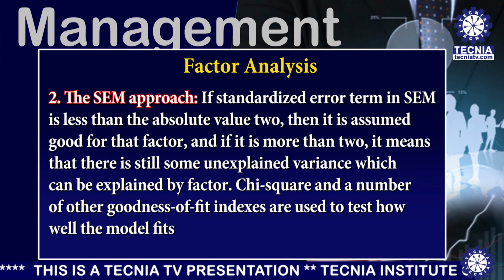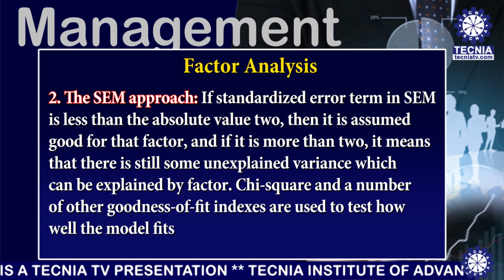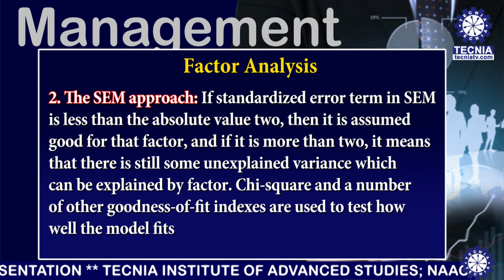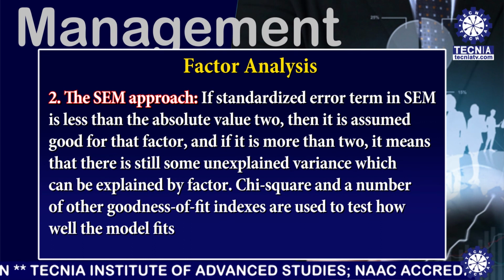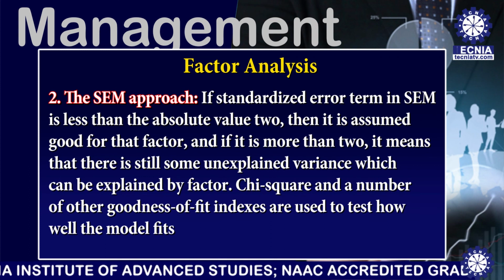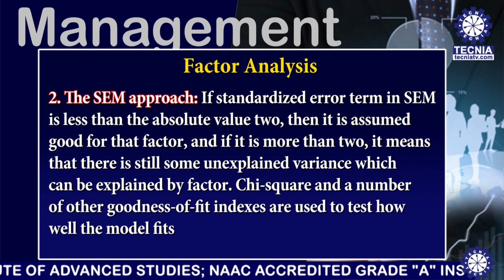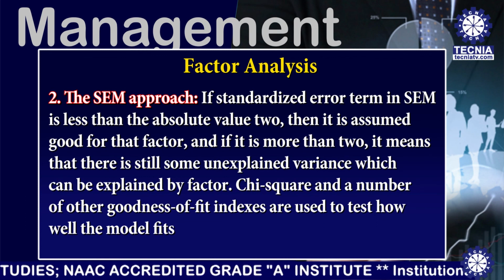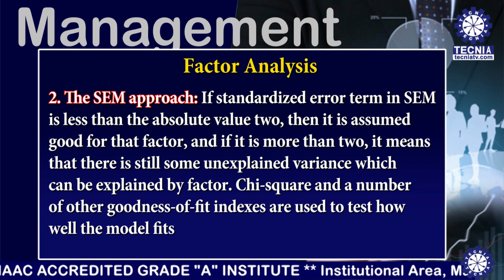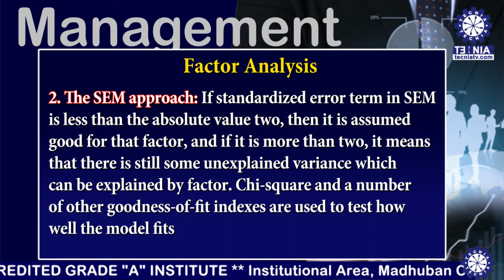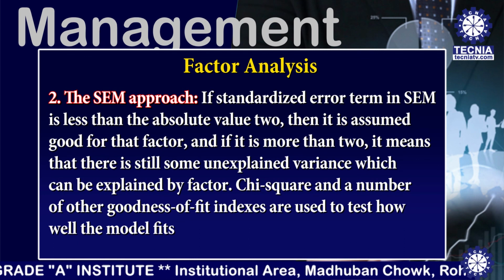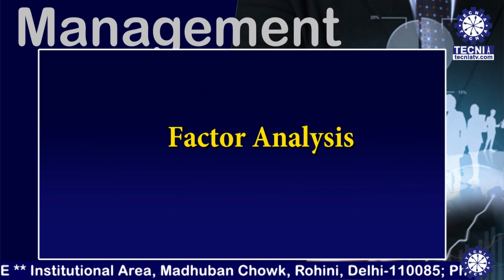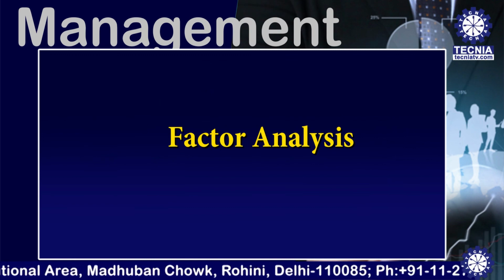If a standardized error term in SEM is less than the absolute value of 2, then it is assumed good for that factor. And if it is more than 2, it means that there is still some unexplained variance which could be explained by the factor. Chi-square and a number of other goodness-of-fit indexes are used to test how well the model fits. This is the end of my lecture on factor analysis.